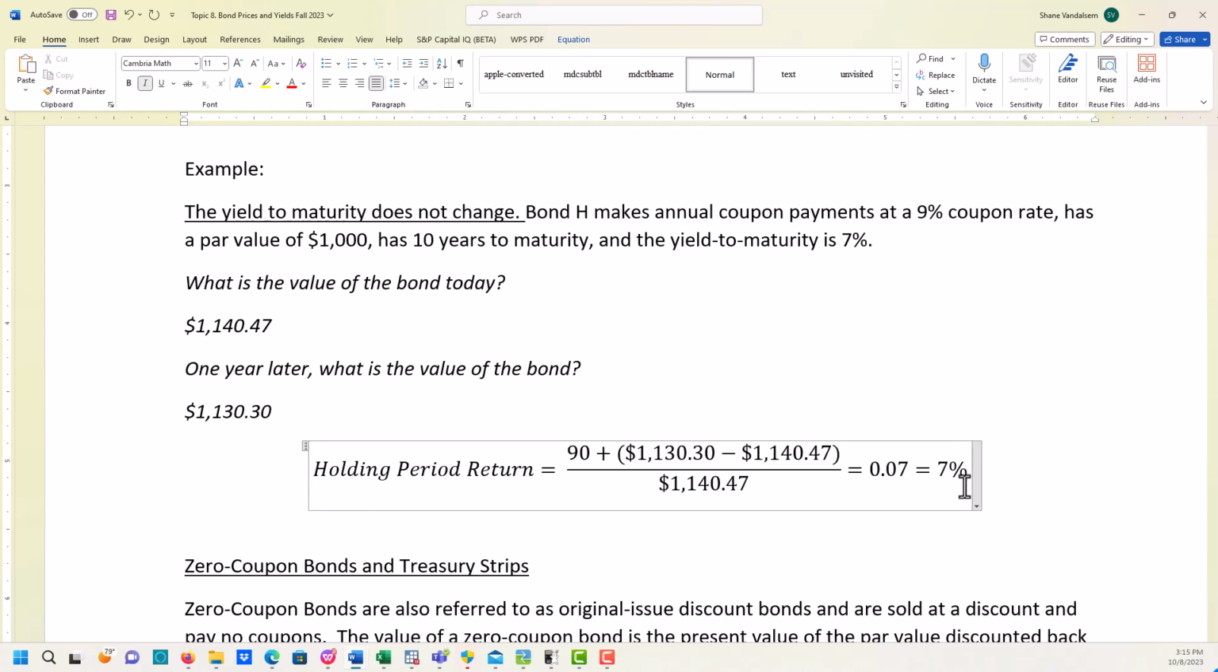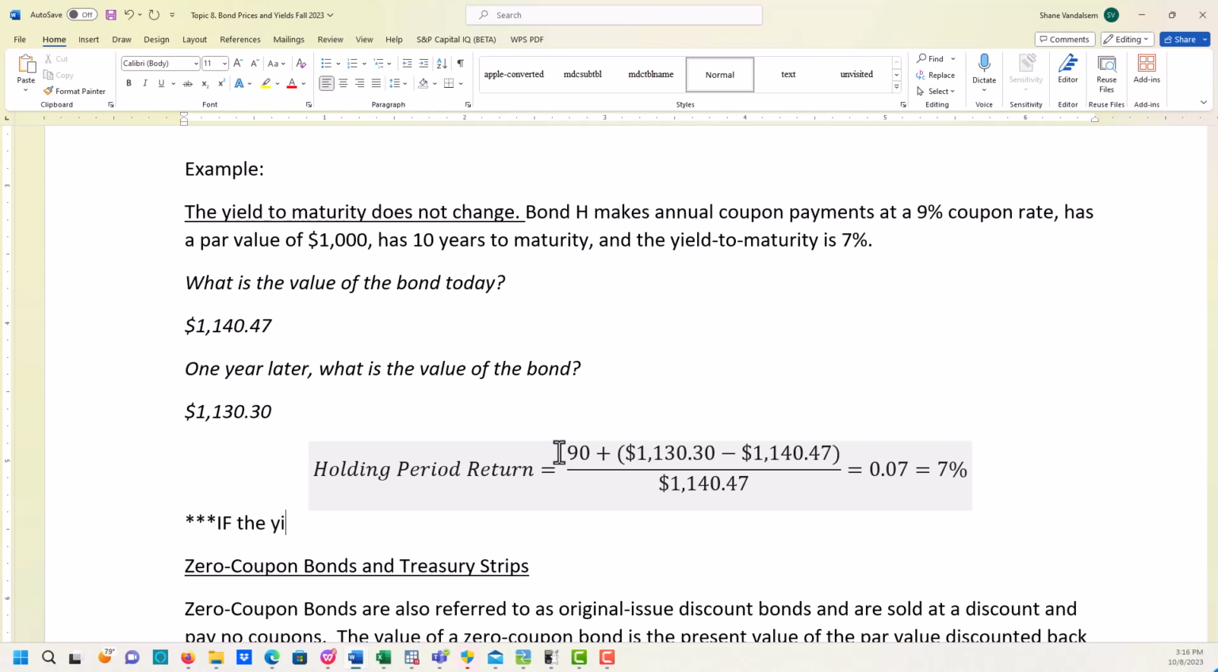So this is one thing I want you to remember. As long as the yield to maturity does not change, the value of the bond will adjust over time to give investors the yield to maturity on an annual basis. So that's what I want you to see here. The yield to maturity is 7%, and the holding period return is 7%. And that was achieved by adjusting the price down to give us a 7% return. If you think back to premium versus discount bonds, you also see this here. This is a premium bond. The value of the bond declined from one year to the next, from 1,140.47 to 1,130.30. So it went down by $10.17 in order to give us that 7% annual return when taking into account the $90 payment. So big star here, put big stars by this.